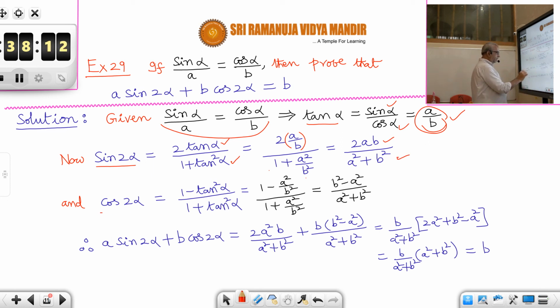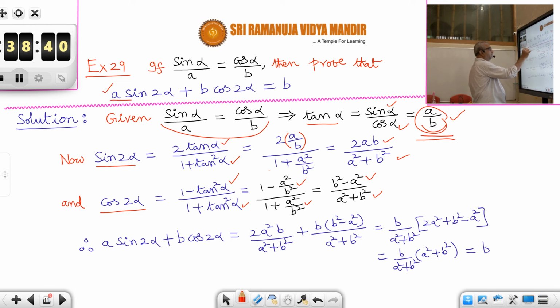Similarly, cos 2 alpha, of course, has 4 formulas. The last one is in terms of tan alpha: 1 minus tan square alpha by 1 plus tan square alpha. Substitute the tan alpha value a by b there: 1 minus a square by b square by 1 plus a square by b square. Simplifying, you get b square minus a square by a square plus b square. So these two values will be substituted in the left hand side.